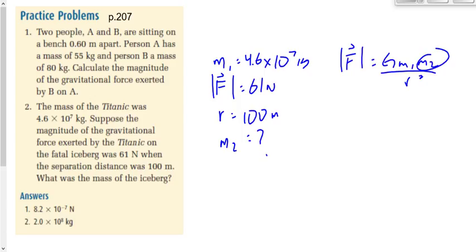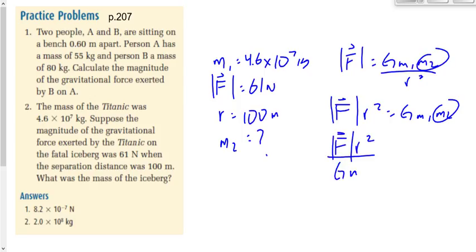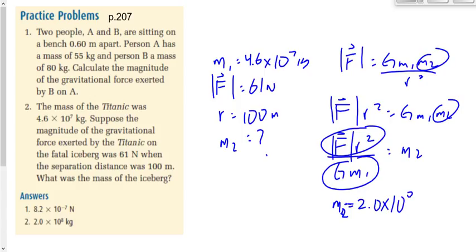What are we going to take over first? R squared. Now we're going to take over the G and the M1 by dividing. And then you sub in your numbers. Get the bottom number first, then get the top, then divide the two, and we should get, when we do that, 2.0 times 10 to the 8 kilograms.